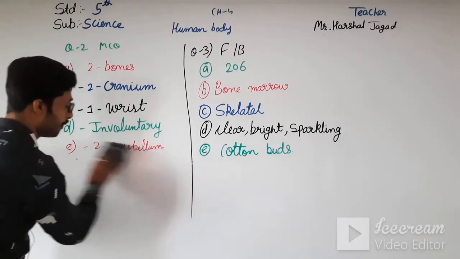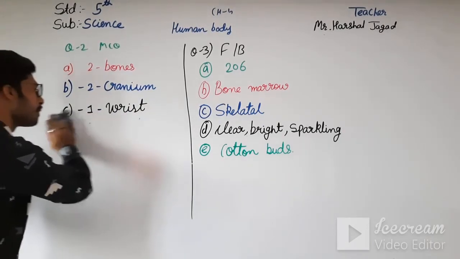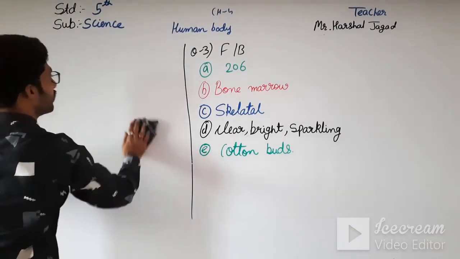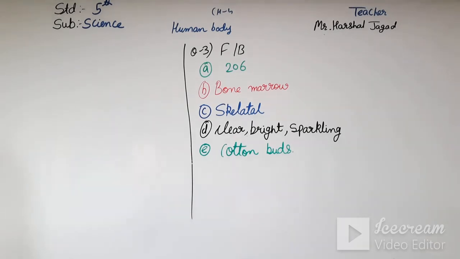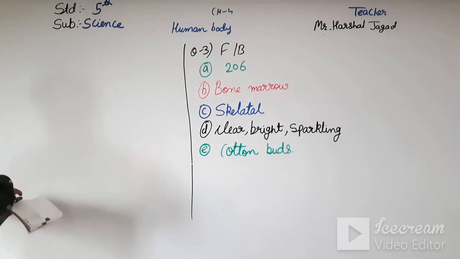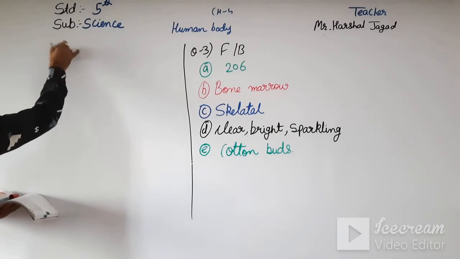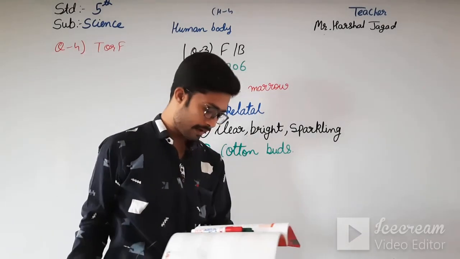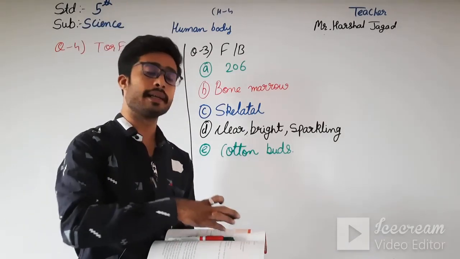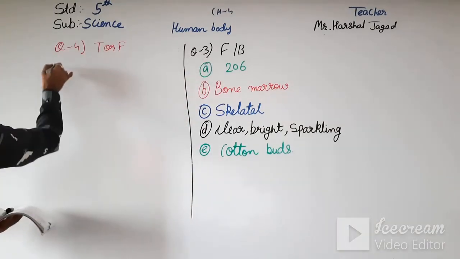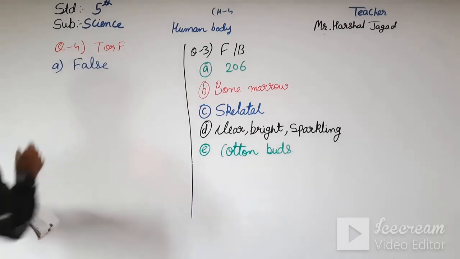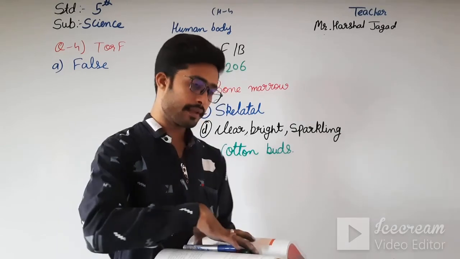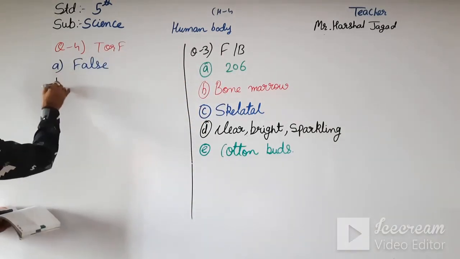And the question number 4, that is true or false. In that, hinge joints allow movement in different directions. No, they don't allow movement in different directions. So A will be false. And moving towards B, muscles and tendons make up the muscular system. Yes, that is true. So in B, true.